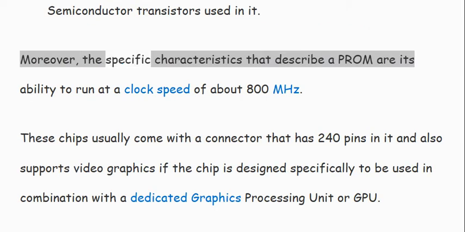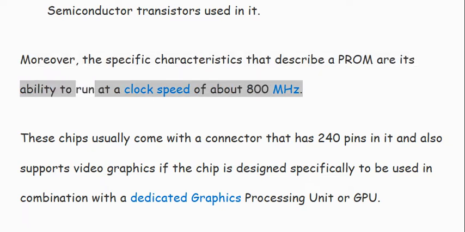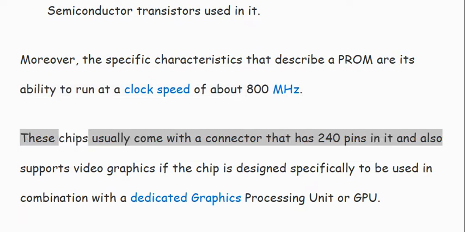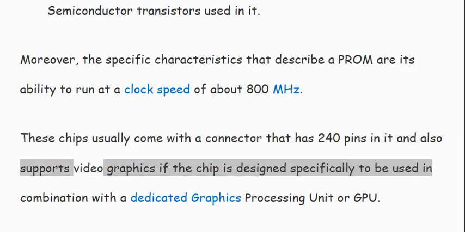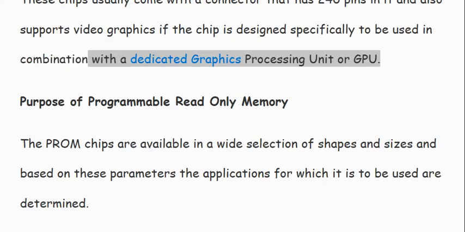Moreover, the specific characteristics that describe a PROM are its ability to run at a clock speed of about 800 MHz. These chips usually come with a connector that has 240 pins in it and also supports video graphics if the chip is designed specifically to be used in combination with a dedicated graphics processing unit or GPU.